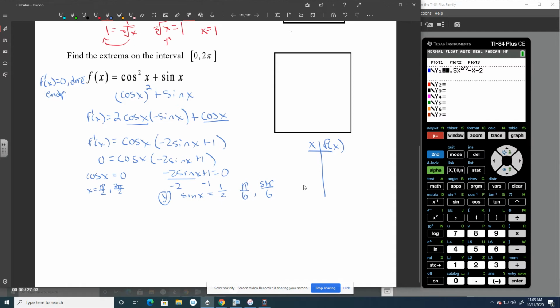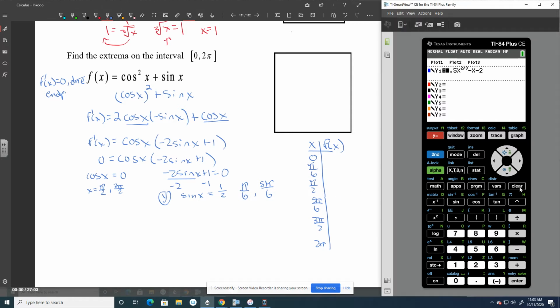X and f of x. I don't really care if these are in order, but I can put them in order: 0, pi over 6, then pi halves, then 5 pi over 6, then 3 pi halves, and then 2 pi at the end. Is that 6 values? 1, 2, 3, 4, 5, 6. All right. I can plug all of these in by hand, but I don't want to.